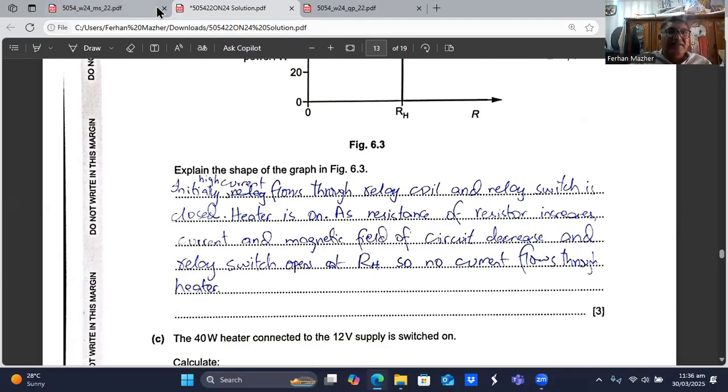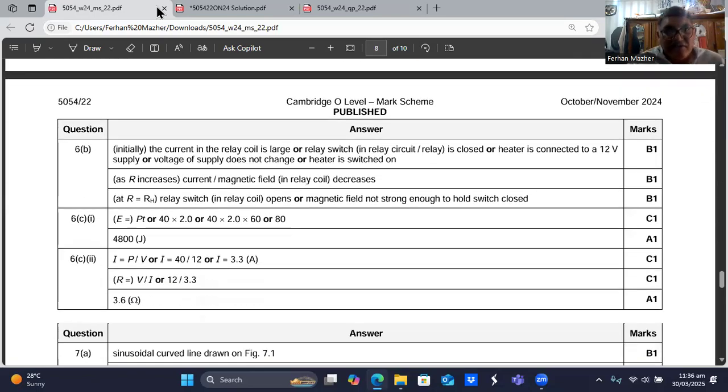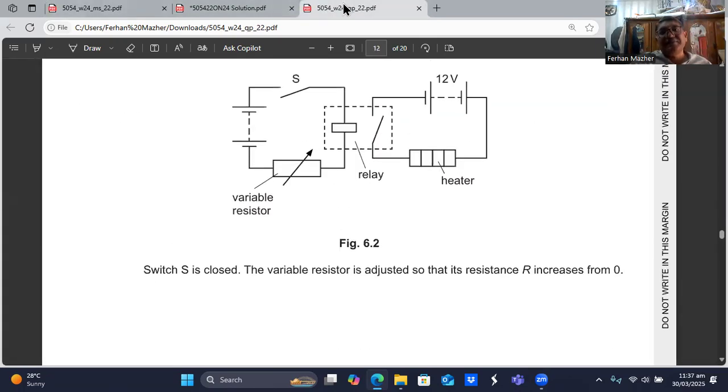I hope you understand. So let's see what the marking scheme has to say. Initially, the current in the relay coil is large, the relay switch in the relay circuit is closed, the heater is connected to a 12-volt supply, the voltage of the supply does not change, and the heater is switched on. As R increases, the current and magnetic field in the relay coil decrease, and at R equals RH the relay switch opens, as the magnetic field is not strong enough to hold the switch closed. I hope you have understood, and if you need, I can tell you once again.